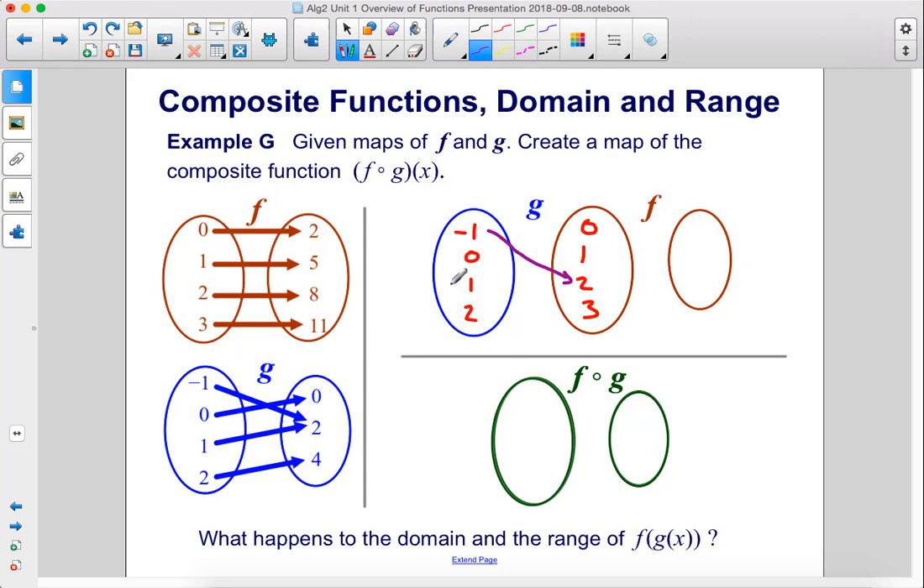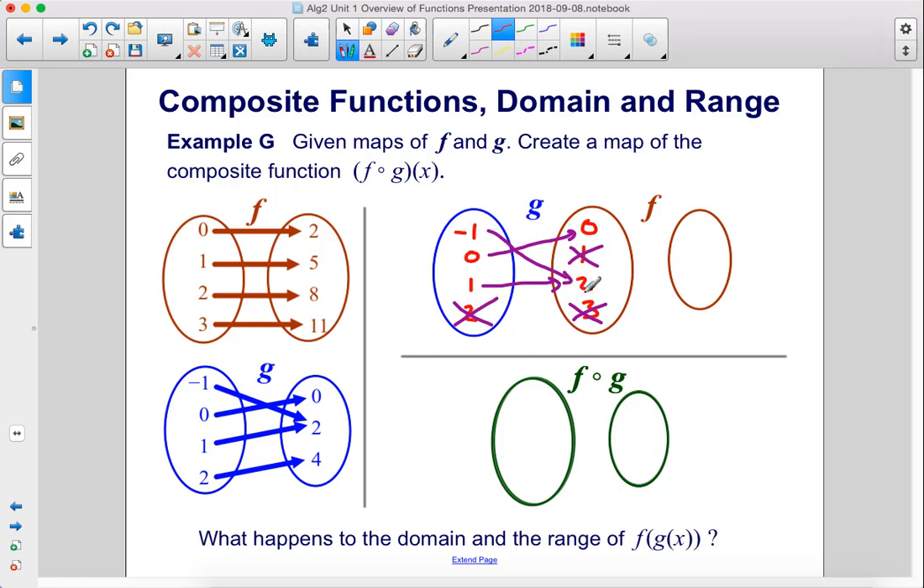0 maps to 0, so we can map that up there. 1 maps to 2, so that can go like that. 2 maps to 4. 4 is not an option, so we're going to eliminate 2. Also, we can see here that 1 and 3 aren't used at all, so we can eliminate those. So then we get our outputs over here.